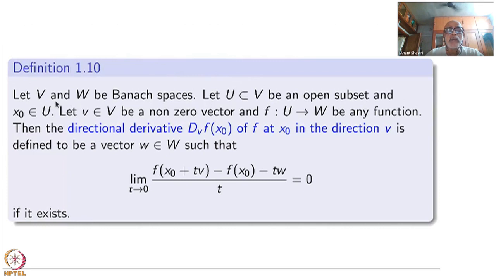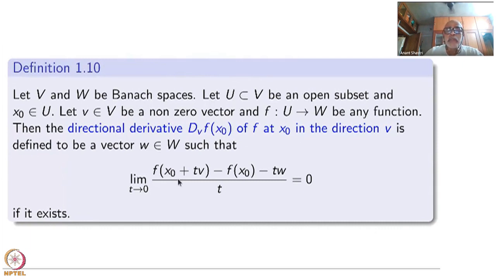Starting with two Banach spaces V and W, again take an open subset U of the domain, with x naught belonging to U. Now you take any vector v, preferably a non-zero vector, though even the zero vector is valid. Let f from U to W be any function. Then the directional derivative D_v f at x naught is the derivative of f in the direction of v at the point x naught.